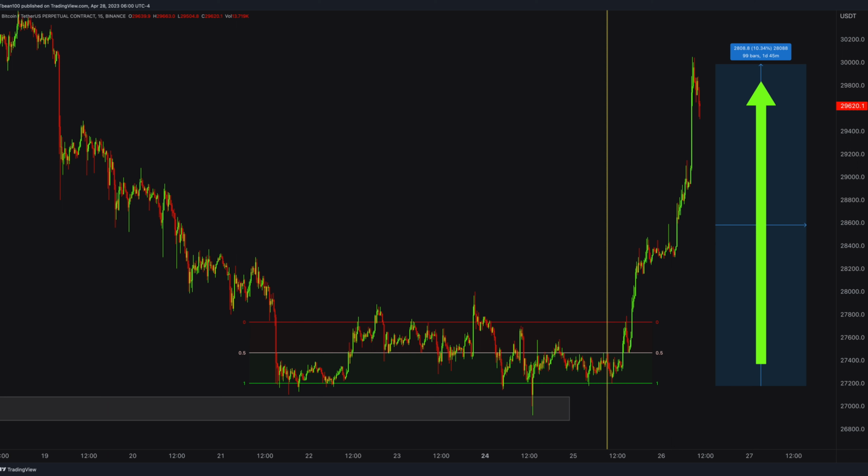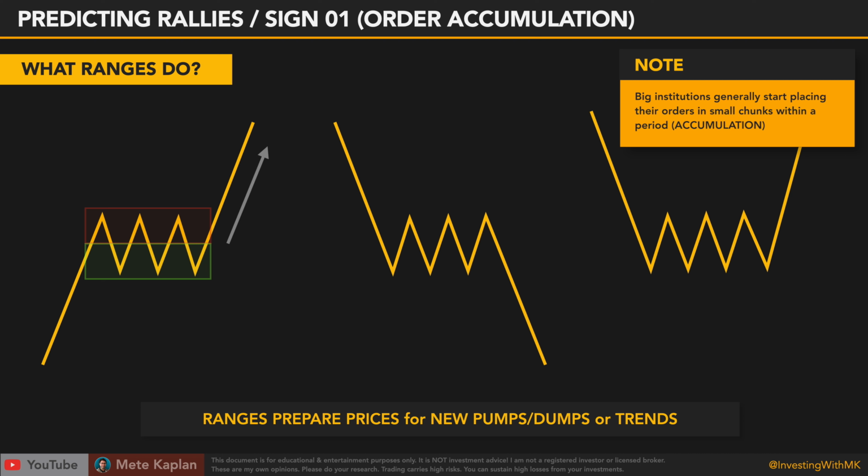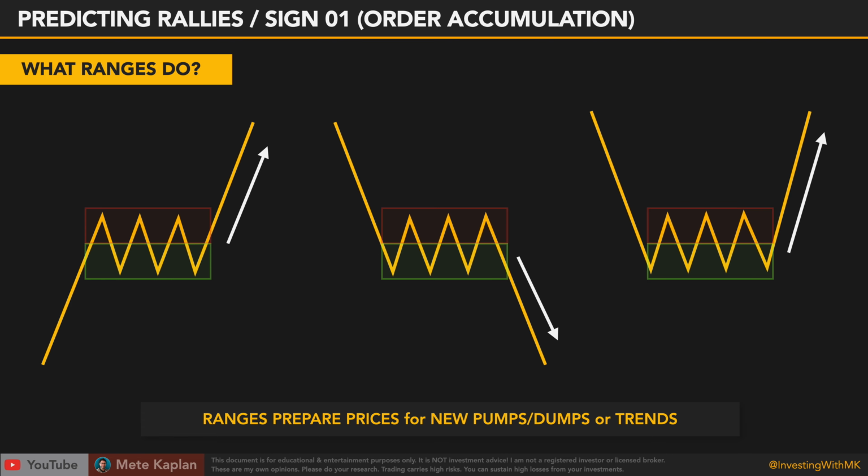But why? How did I know? Where did I take the trade? What were the reasons? Let's talk about it. Let's talk about the first stage of rallies, order accumulation. You already know about ranges and what they are exactly. They basically accumulate orders. For example, a big bank could be placing orders in small chunks, causing slow movements before a major rally. It is basically the quiet night before the big storm.